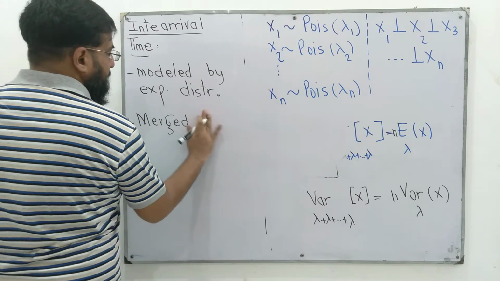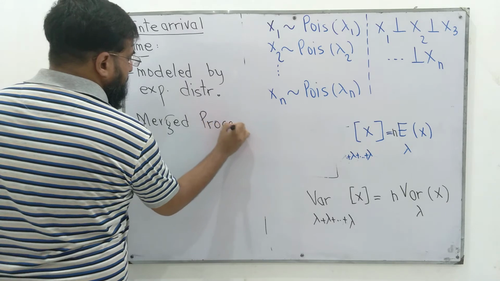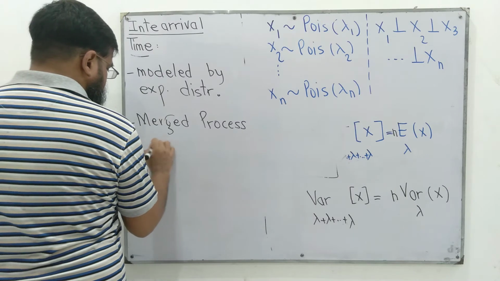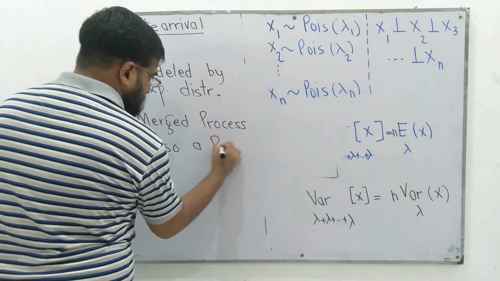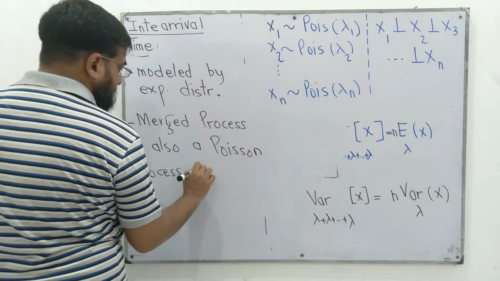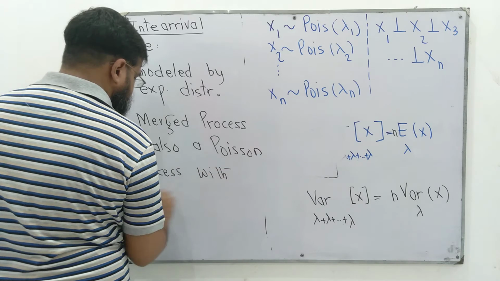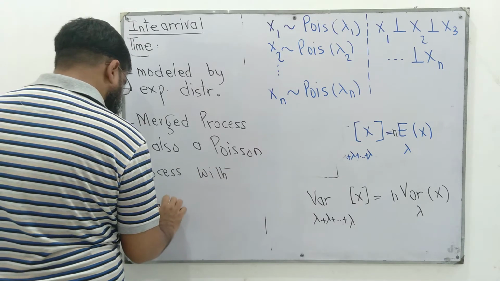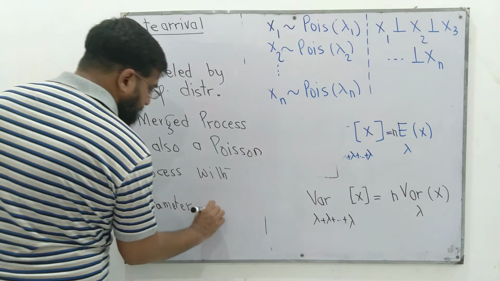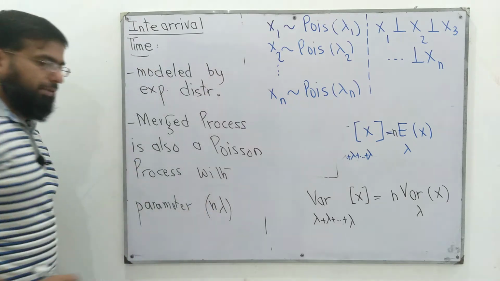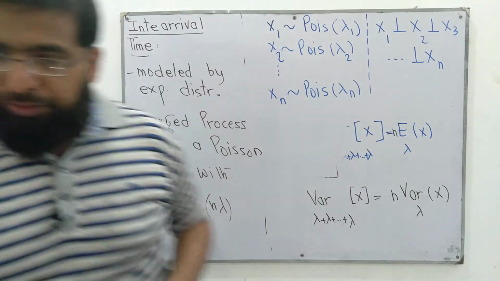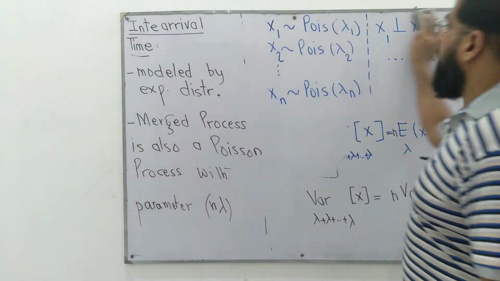For the merged process, we know that a merged process is also a Poisson process. If all lambdas are the same, the merged process is also a Poisson process with parameter n lambda.